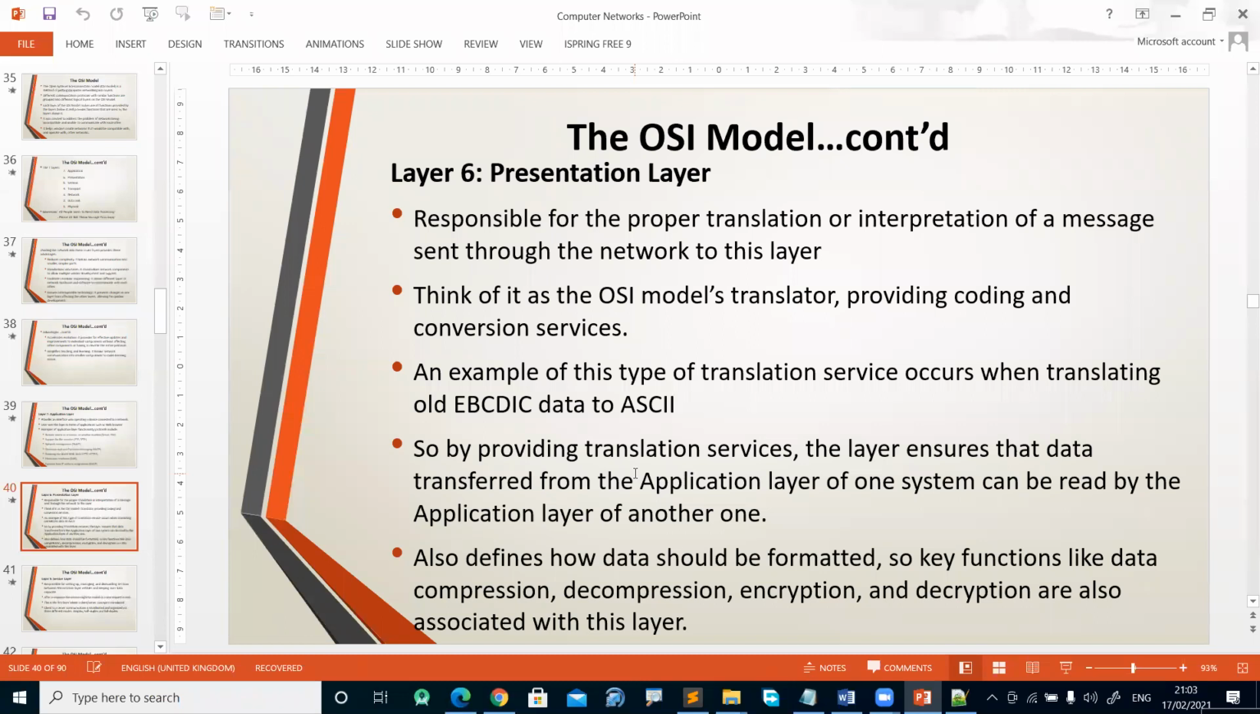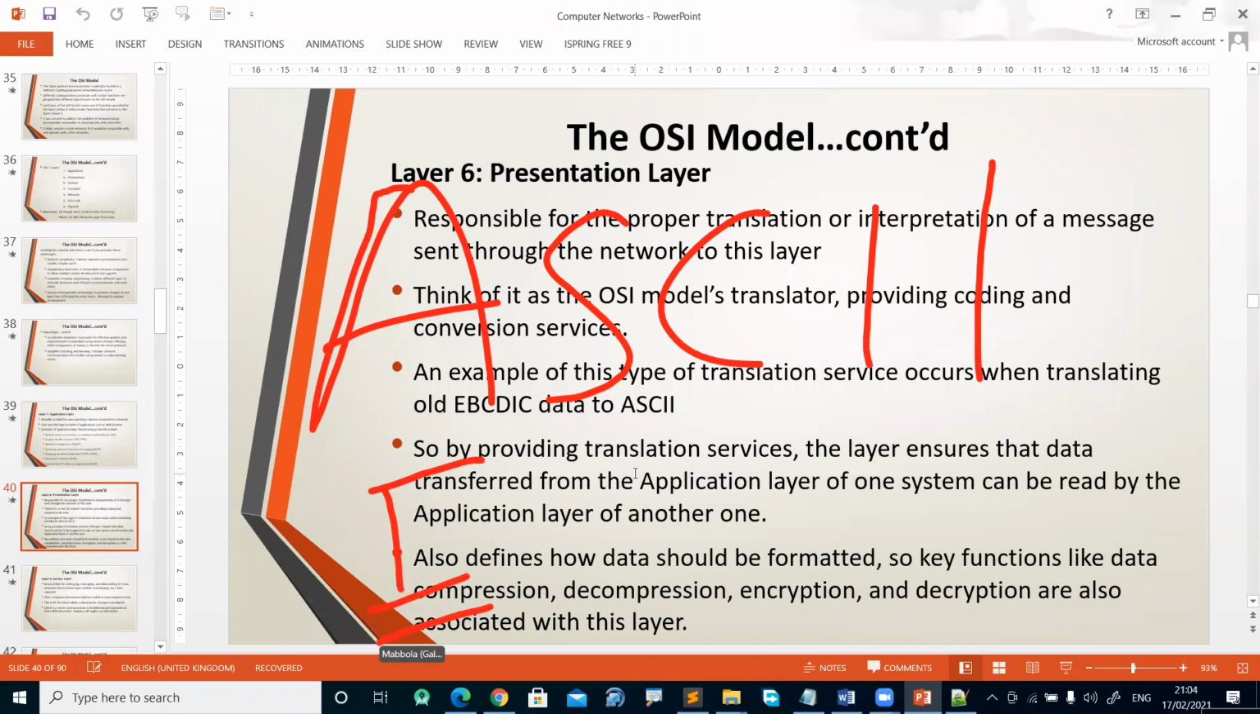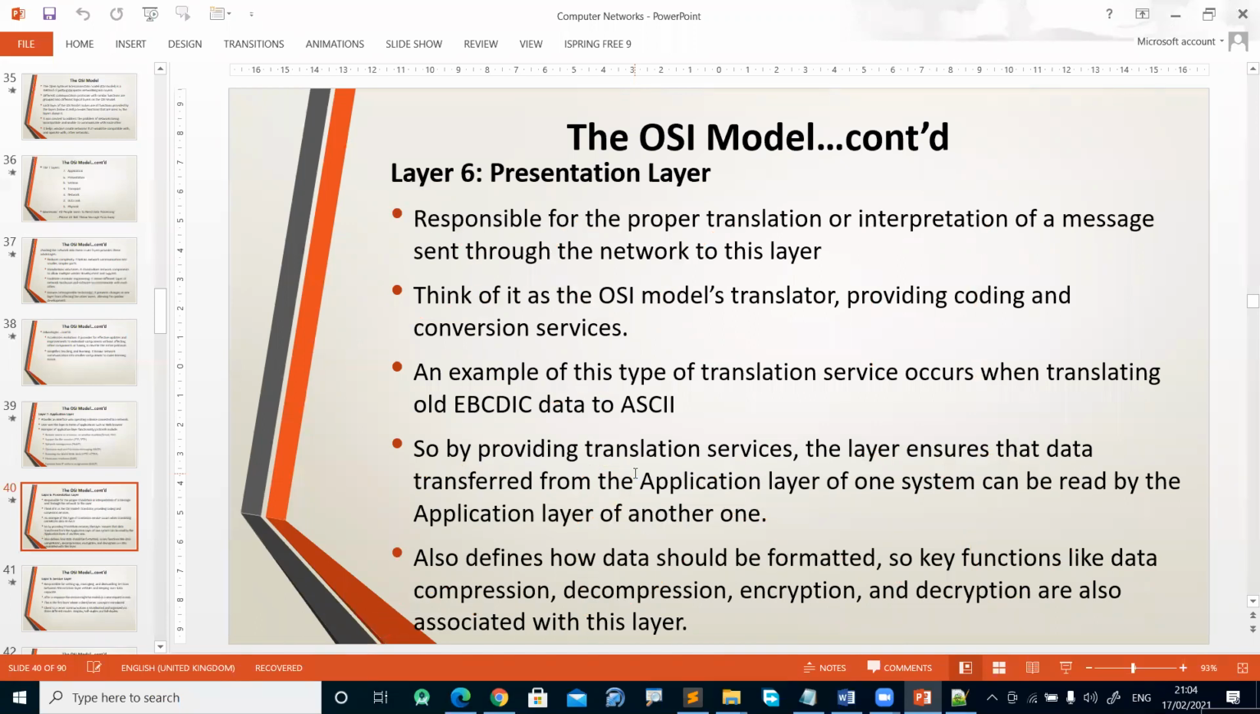Layer six, you recall that I said that some computers, the way they arrange the bits, some computers will arrange the bits in ASCII. Some will arrange the codes in EBCDIC. I don't know whether my spelling for EBCDIC is correct here, but it should be similar to this. So now, who arranges it? Actually, it's here on the screen, EBCDIC and ASCII. So now, the job of the translation layer.